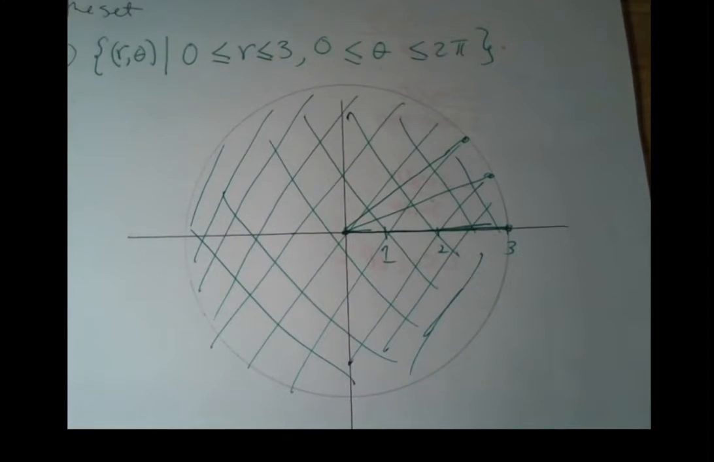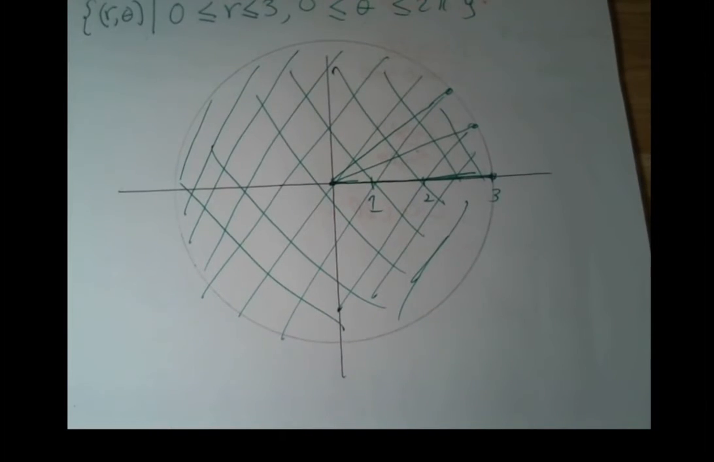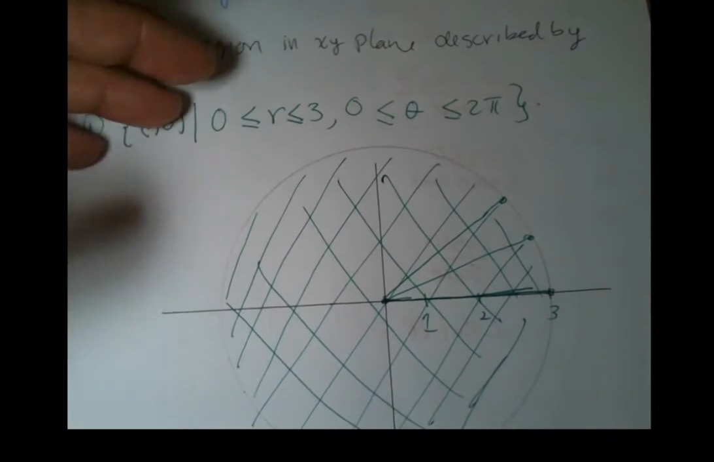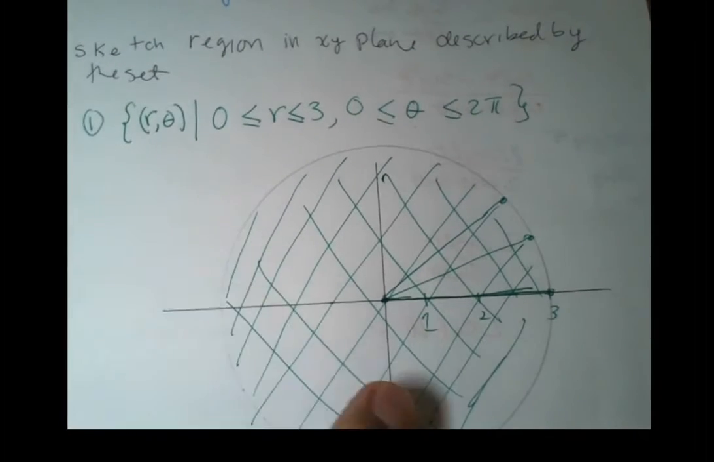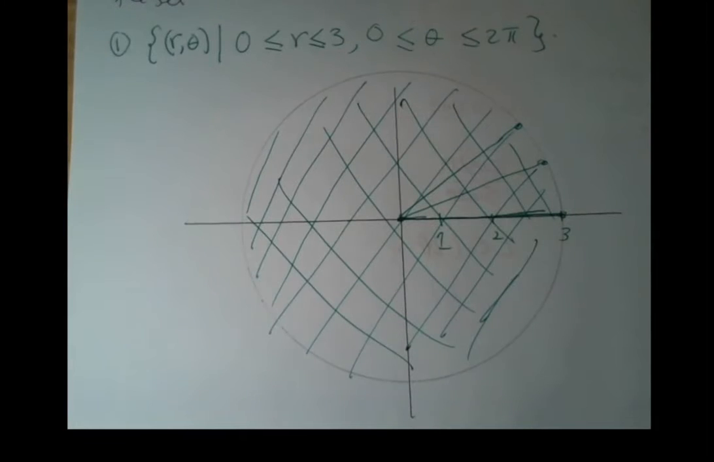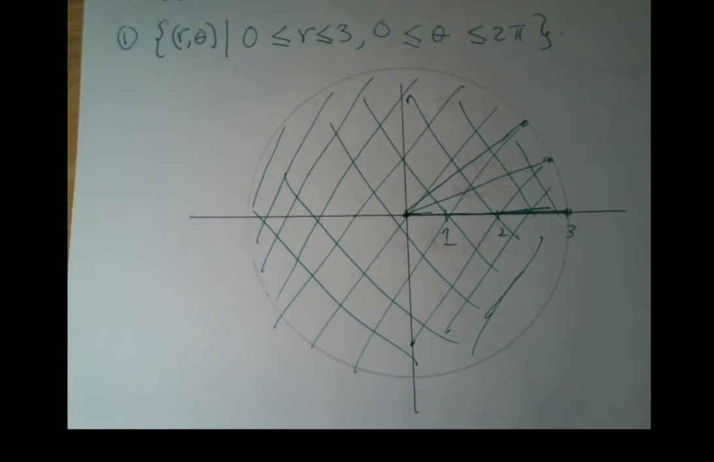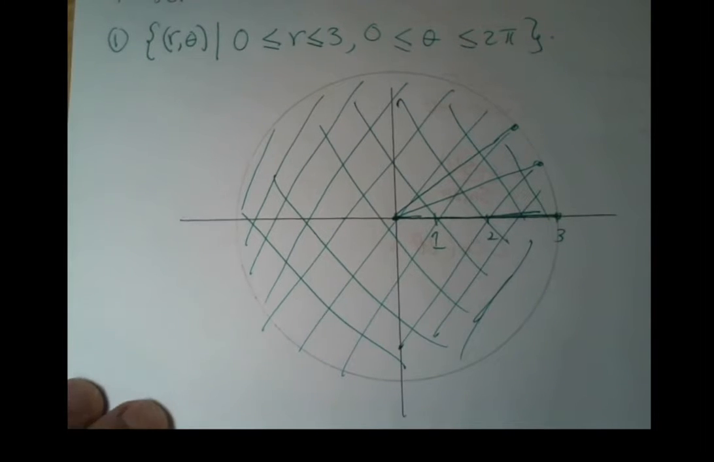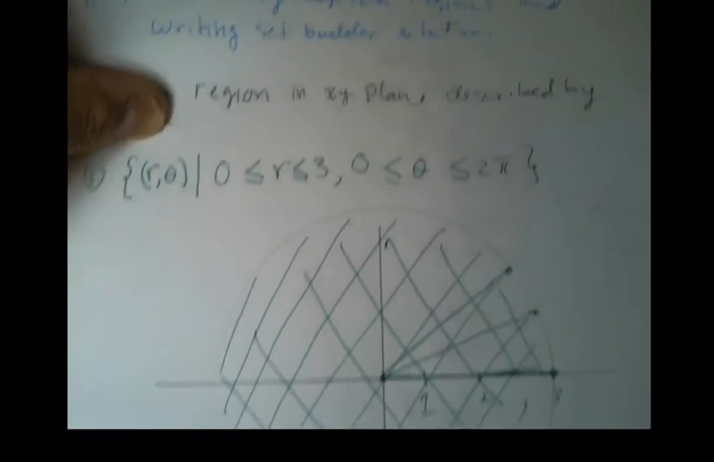If it was just strictly less than 3, we would use a dotted line for the boundary values. But this is every single point in this region. So the set builder notation corresponds to this sketch right here: a circle of radius 3, and all of the points inside the circle as well, inclusive of the boundary. All right, so that's how we would sketch this region. Now let's jump into another example.